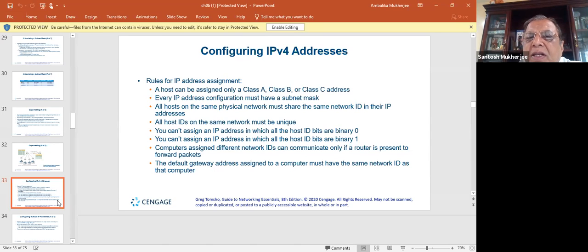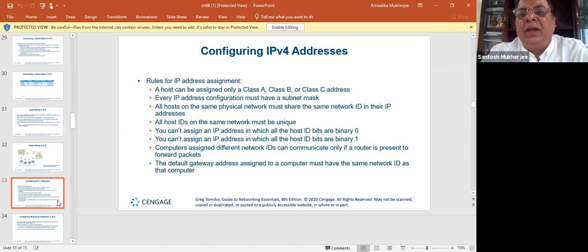All hosts on the same physical network must share the same network ID in their IP address. So in the family of the same physical network, you have to share the same network ID in the IP address. All host IDs on the same network must be unique. If it is, say, 172, it should be 172 across the whole network. You cannot change it, otherwise it will be disconnected and will not be able to recognize between the host and the subnets. So the entire family of the network should have the same network address.